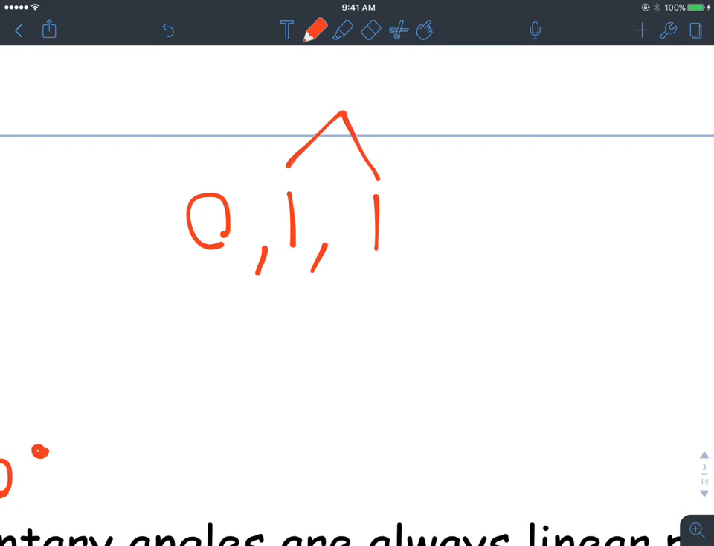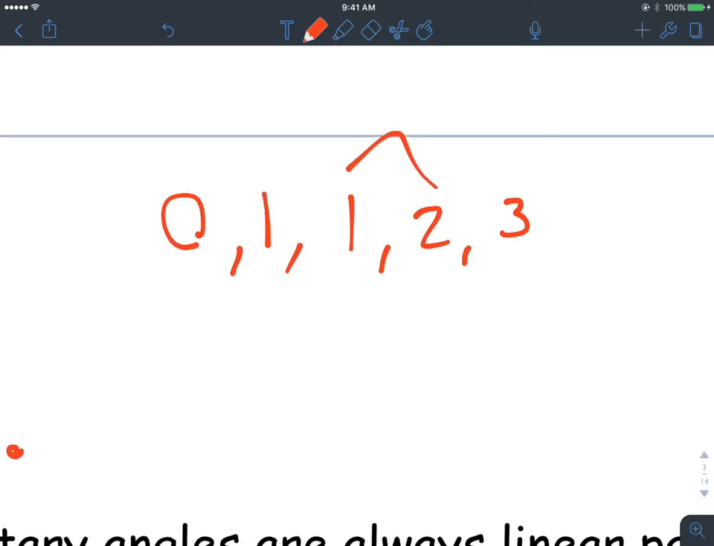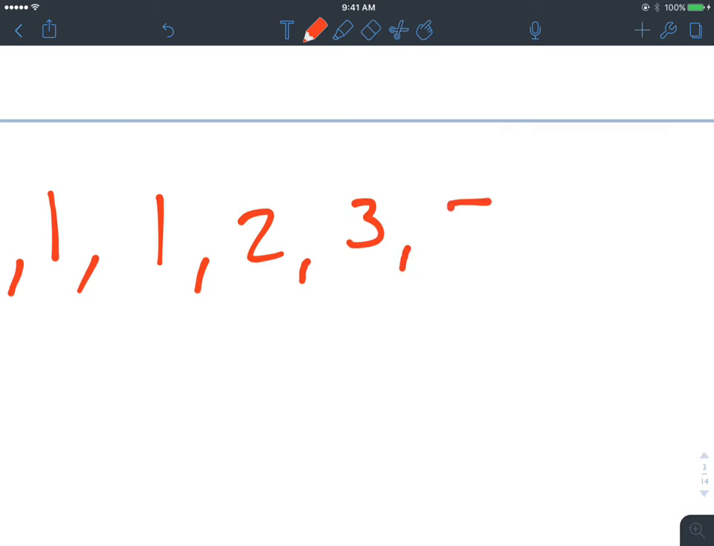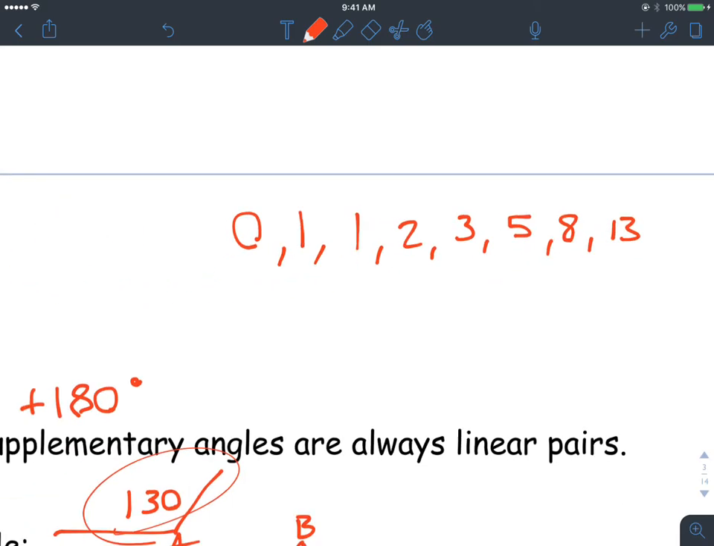And then you could add 1 and 1, and that would get you 2. And then you could add 2 and 1, and that would get you 3. And you could add 2 and 3, and that would get you 5. You could add 3 and 5, you get 8. 5 and 8, you get something like 13. And it's got this weird pattern to it. And that's kind of a tricky one that you might see pop up in the homework.